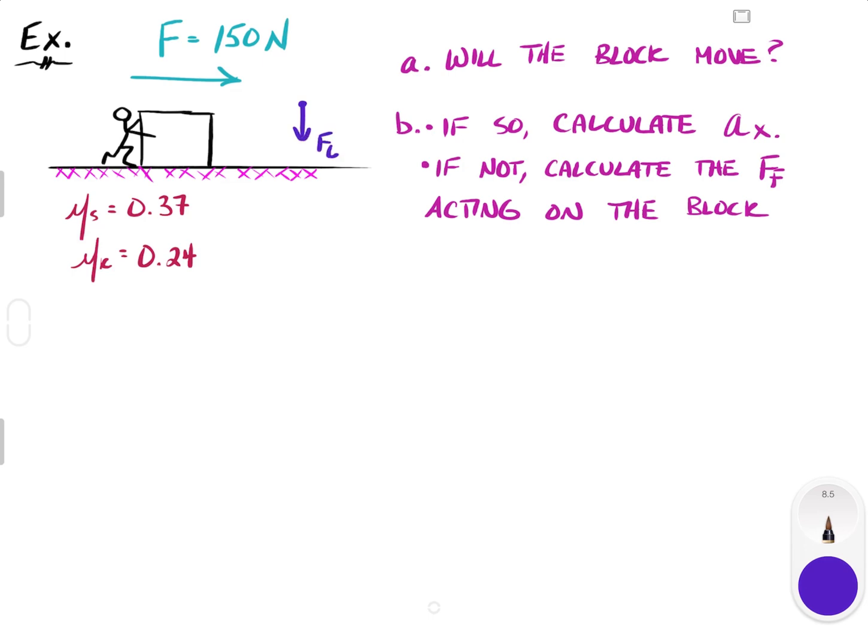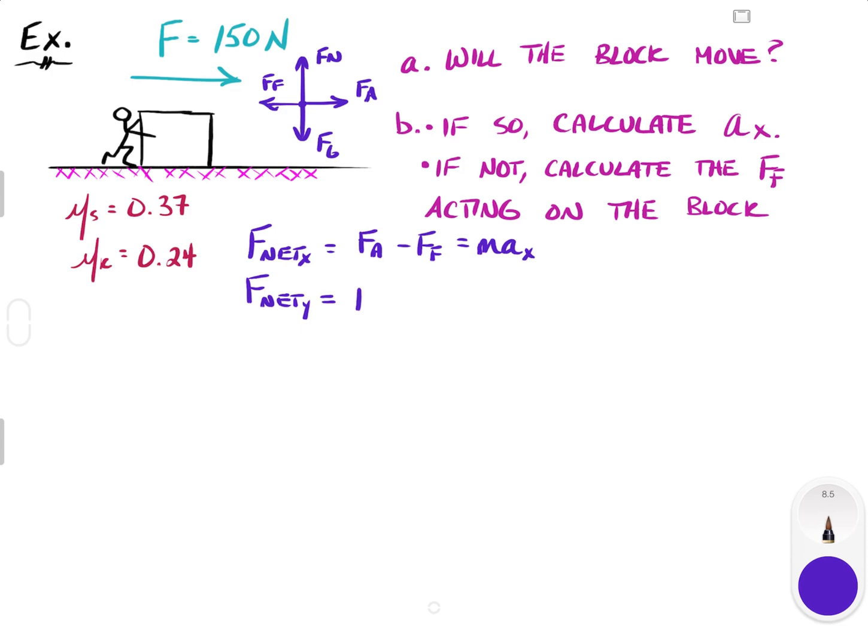We've got Fg. We've got Fn. This is an applied force because someone's pushing that to the right, and therefore friction is going to resist that. We'll write our F net x and F net y equations, and we'll see exactly where everything falls for us. So I've got Fa going to the right, Ff going to the left, and that of course is m times a in the x direction. I've got normal force going up, I've got gravity going down, and that is ma in the y.